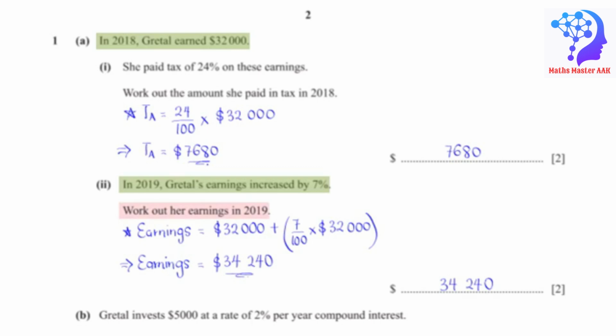In 2019, Gretel's earnings increased by 7%. Work out her earnings in 2019. Her total earnings in 2019 will be equal to $32,000 plus 7% of $32,000, and so that is equal to $34,240.